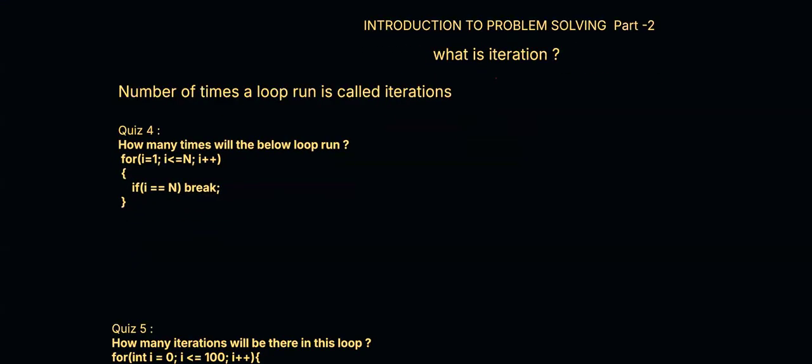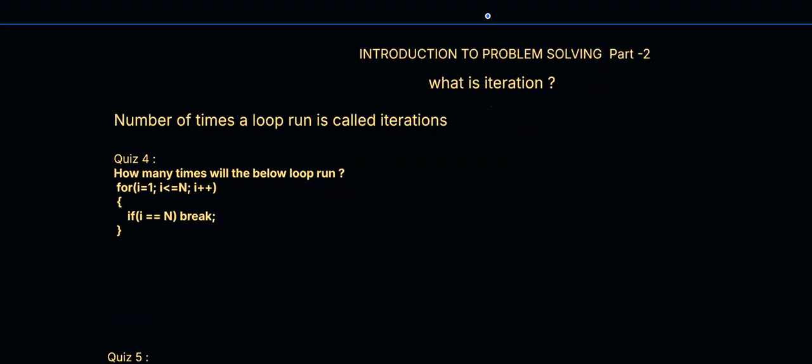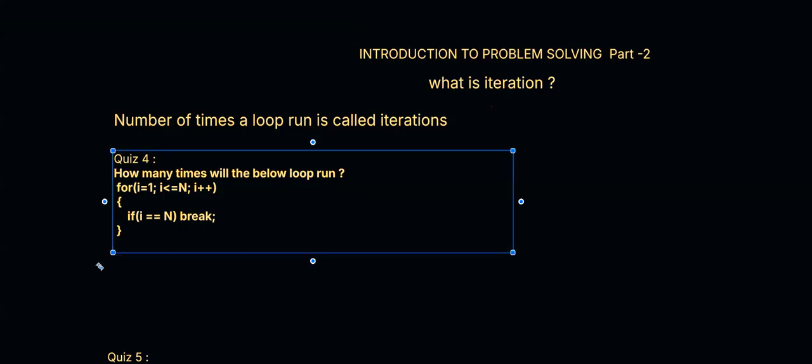So for iteration, we can say the number of times a loop runs is called iteration, correct? For this also we have a quiz. Maybe you can see it somewhere on the screen. Please spend some time and answer it. The quiz is, how many times will the loop run?